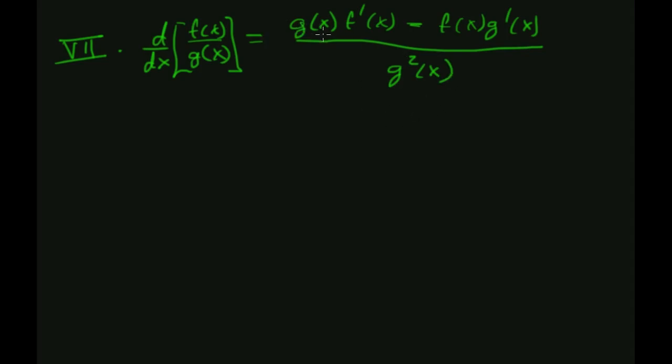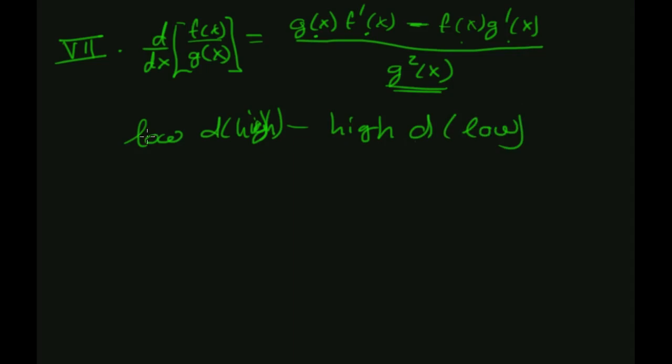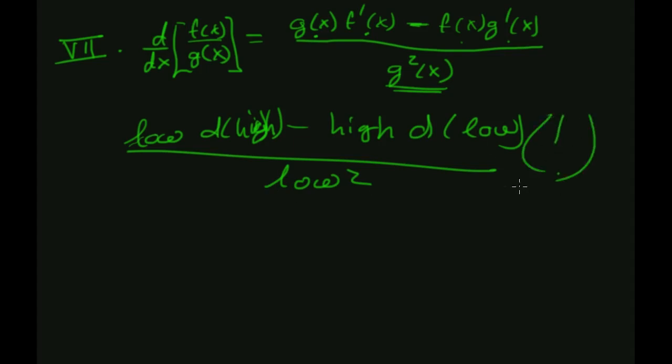Another way of reading this is it's low d high minus high d low over low squared. So low d high minus high, I guess that should be high, H-I-G-H, high d low over low squared. Okay, low d high minus high d low over low squared is the quotient rule. This is something that you do want to commit to memory.